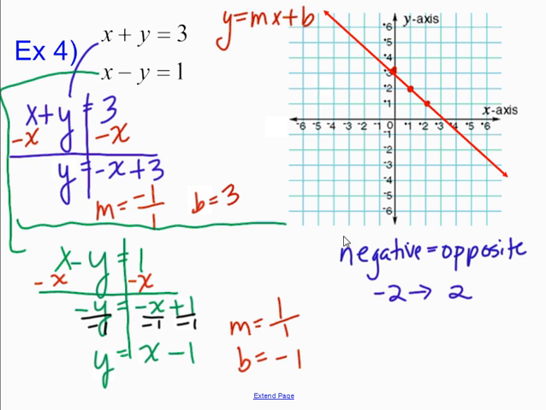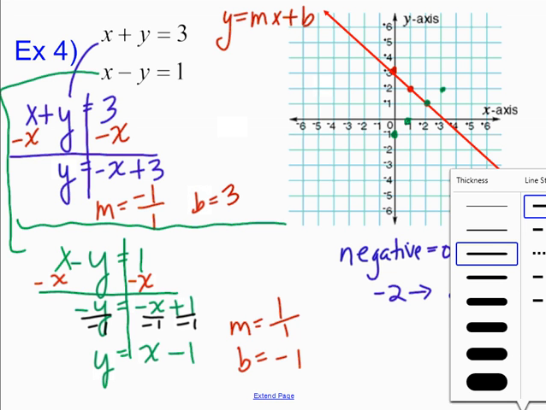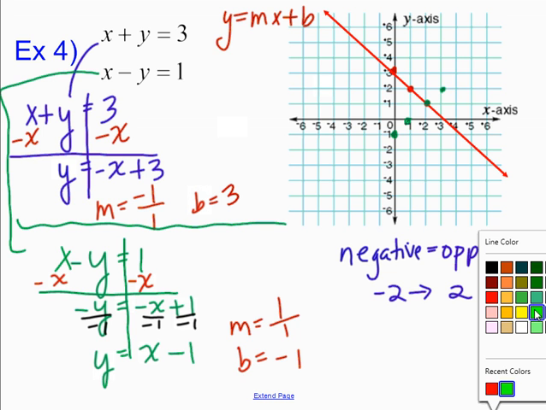I'm going to use green for this one. So we're going to start at -1. That's where we begin on the y-axis at the y-intercept. And we're going to rise 1 and run 1. And you can see just by our dots, we're going to run into the other line. So let's draw our line to show where we're going.